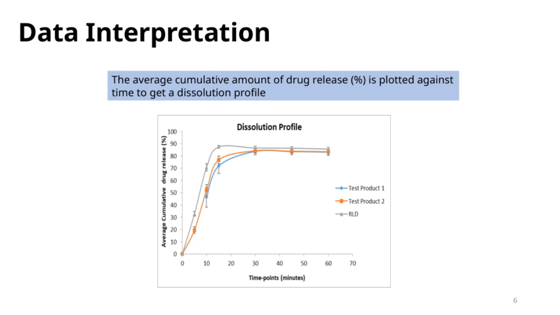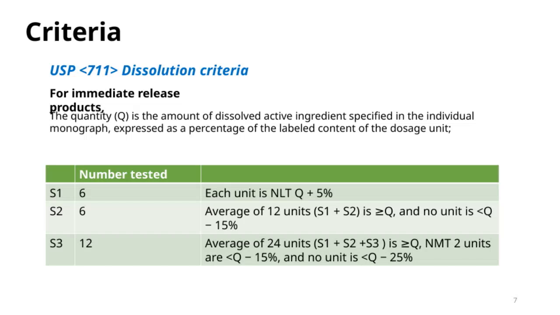So, the dissolution profile is a fundamental tool in assessing the performance of pharmaceutical formulations and ensuring consistent, predictable drug delivery. Connecting this to our broader theme, understanding and interpreting these profiles allows us to optimize drug design and improve therapeutic outcomes. Let's take a closer look at the USP 711 dissolution criteria.